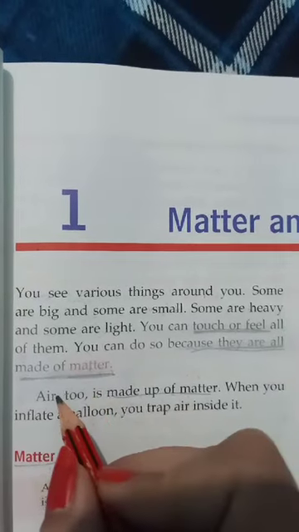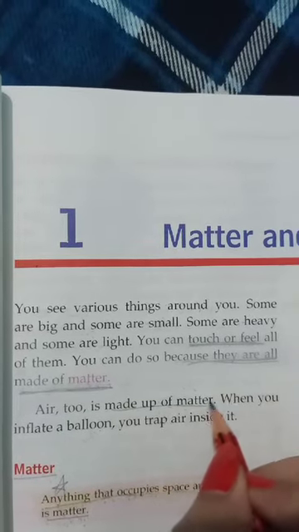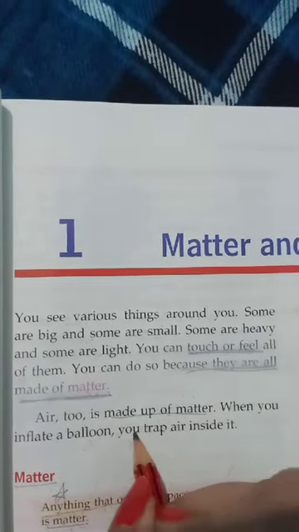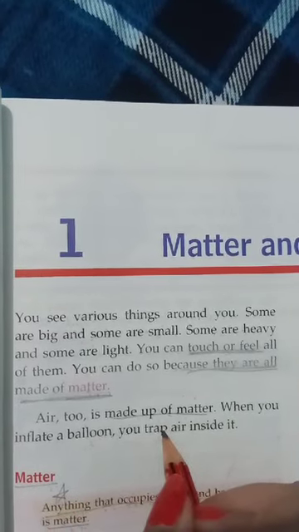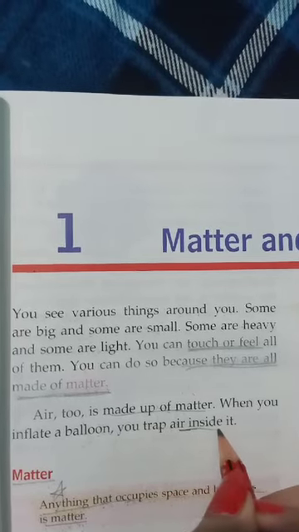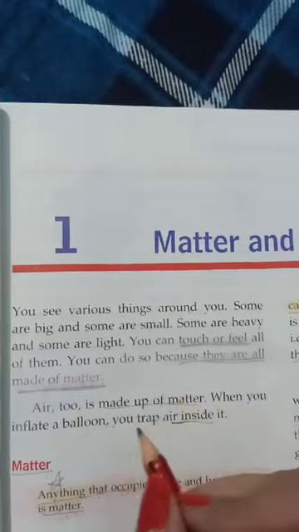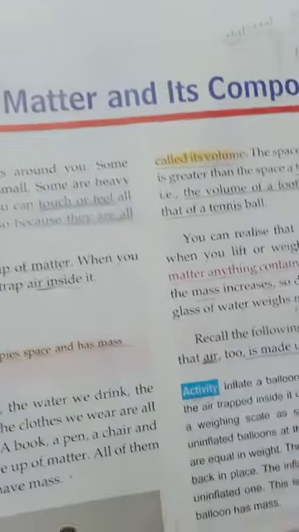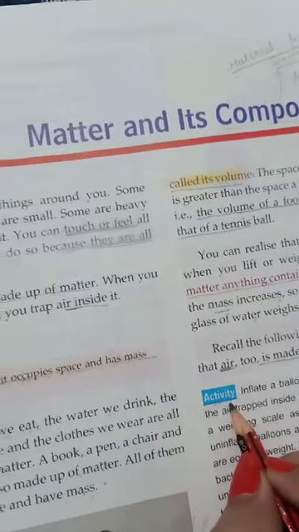The next point is that air too is made up of matter. That is, air is also made up of matter. When you inflate a balloon, you trap air inside it. That is, whenever we inflate a balloon, what do we trap in it? We trap air in it. That is, we trap matter in the balloon. We will recall this point in activity number 1, but after some time.